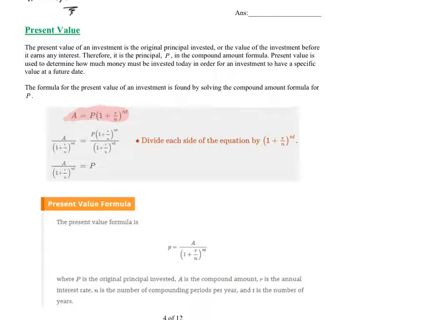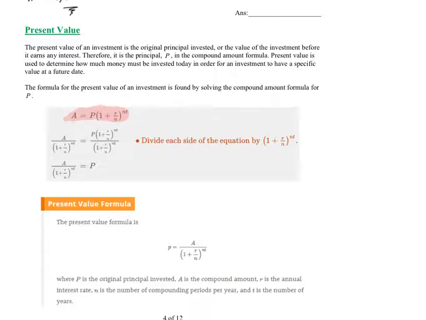So for instance, maybe I'm in college and I want to buy a car when I get out of college. Maybe I want to have $15,000 to buy a car when I graduate in 4 years. So the question becomes, how much do I need to put into an account today to ensure that I have that $15,000 in 4 years? That $15,000 is not P. That's actually the future value, A. So I'm giving you A, and I'm asking you to solve for P.